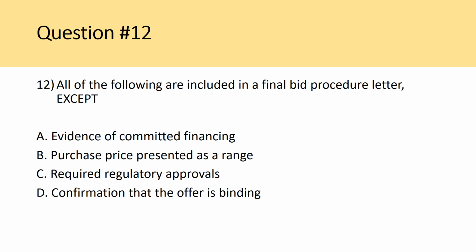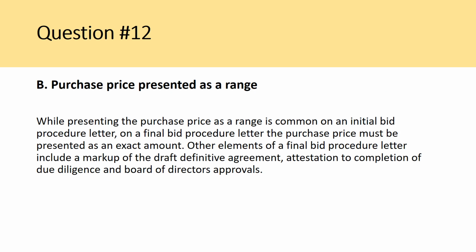But in the final bid procedure letter, you want to set a certain number. You're not going to give a certain valuation range like 7 to 10 million. You're going to be like, I want to buy this business for 7.5 million. And you define that certain number. So really, B would be the answer. That is not part of the final bid procedure letter.